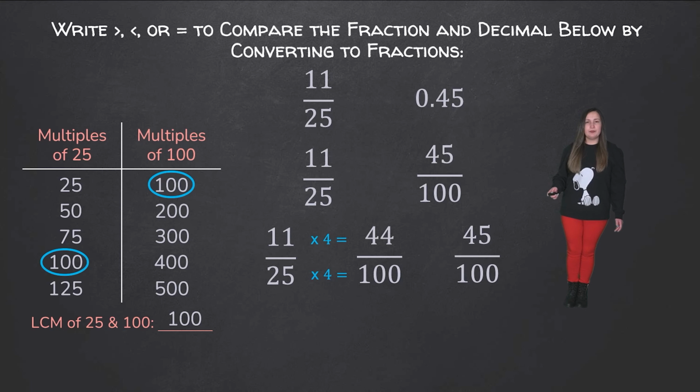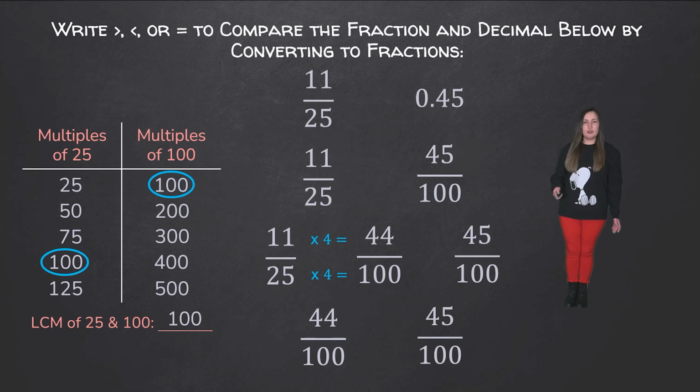So now we have two fractions with the same denominator, which are 44/100 and 45/100. Now, 44 over 100 is less than 45 over 100, meaning that 11 over 25 is less than 45 hundredths.